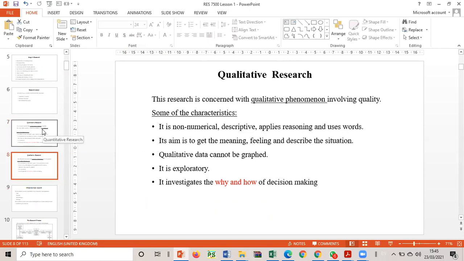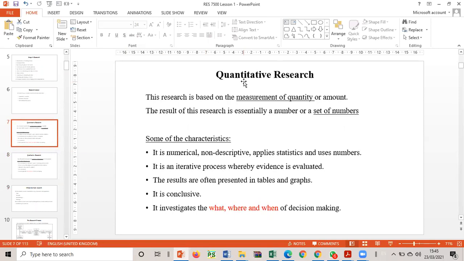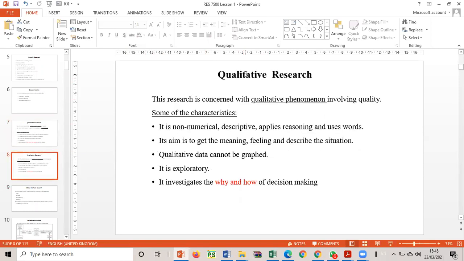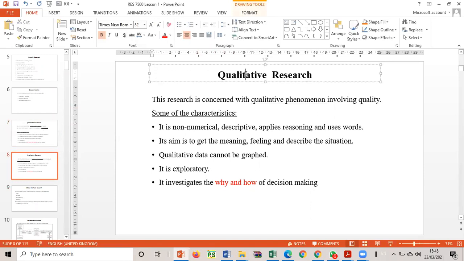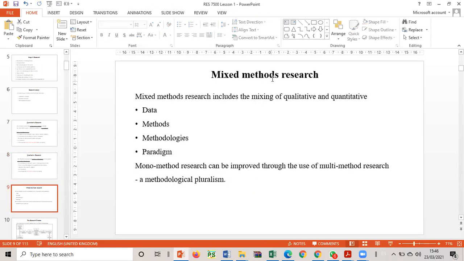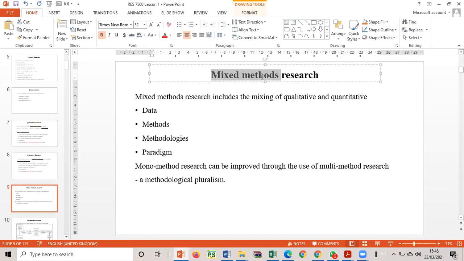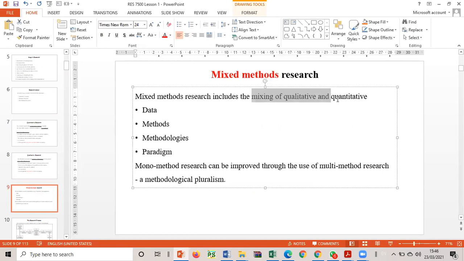I can't say quantitative is better than qualitative or vice versa. Each one has its own benefits and its weaknesses. So when in doubt, we rather go for mixed method, whereby we mix the qualitative and quantitative aspects of the research.